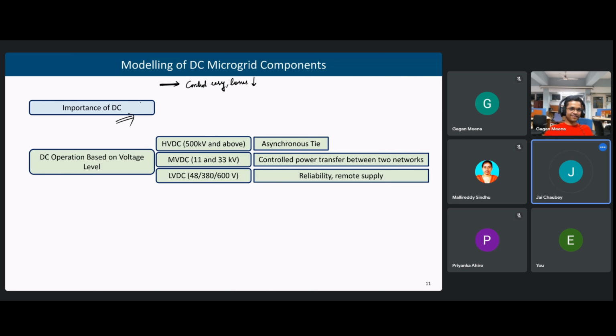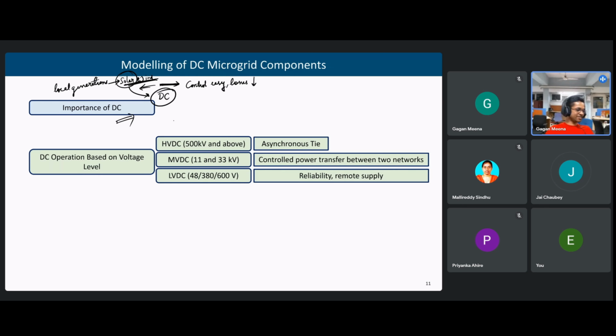So one point you said correctly: we have local generation. So what are the types of these local generations in a microgrid? Mainly solar, yes, correct, and wind. We are talking mainly about solar. And solar, what is the output of solar? Basically it is DC. Correct. DC output is there.